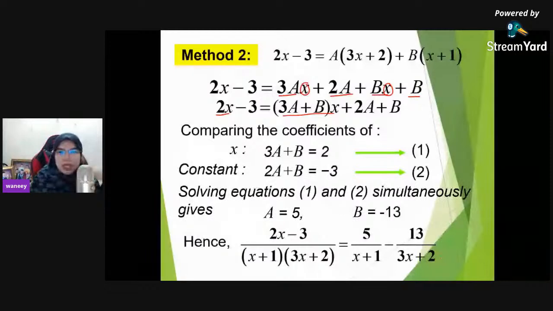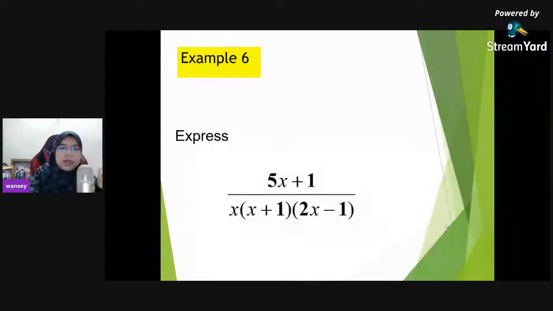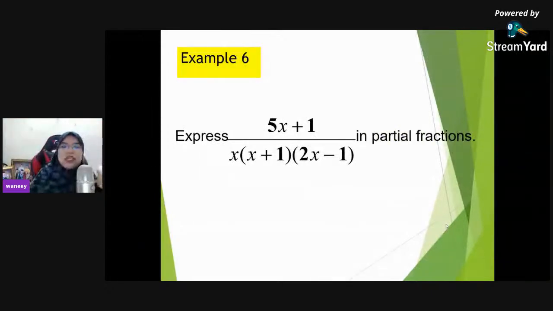Okay, so now let us go to the next example. I'll give you some hint and I'll give you some time to do it. Okay, so example 6. Express 5x plus 1 over x plus 1 to x minus 1 in partial fractions. Okay, so check your denominator first. What kind of factor do you have in your denominator?